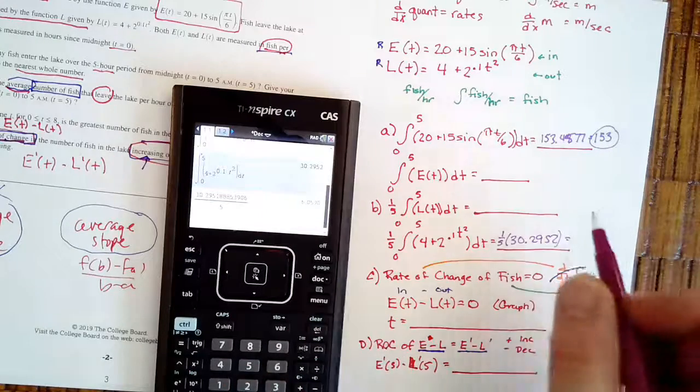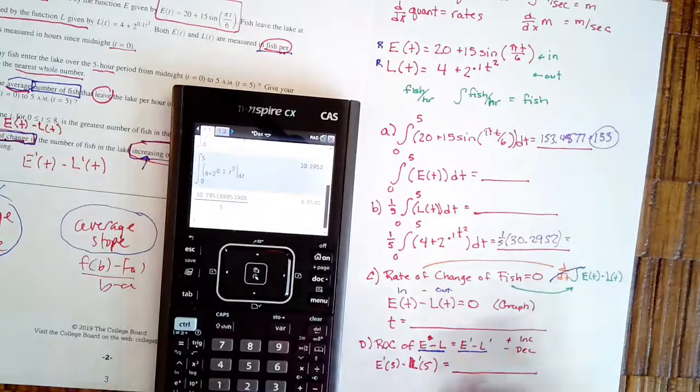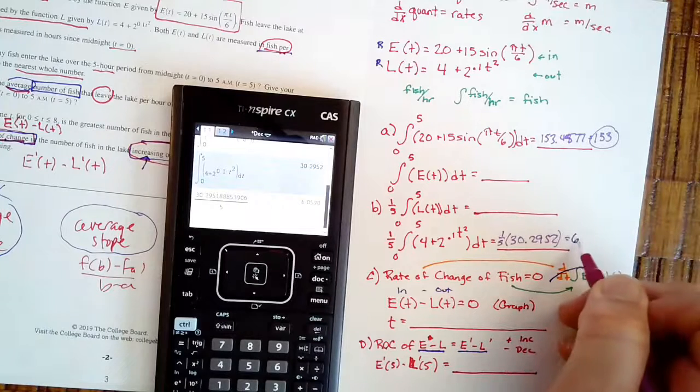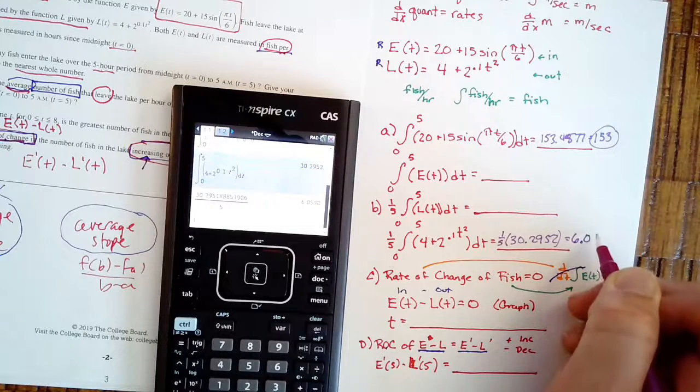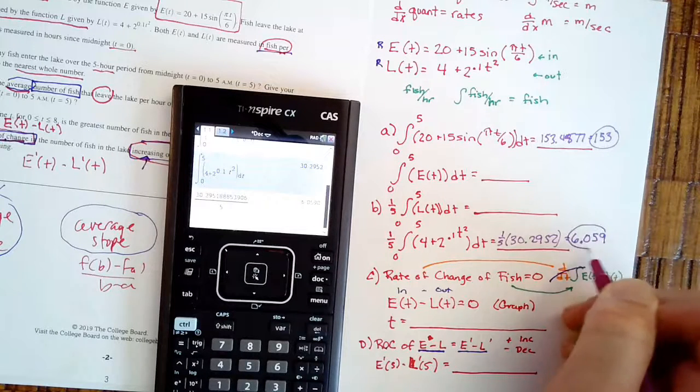And now, it didn't give me the decimals to do. If it doesn't tell you, it's to the thousandths place. 6.059 is the correct answer there.